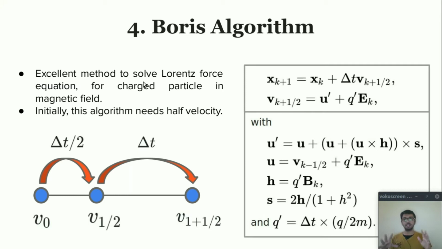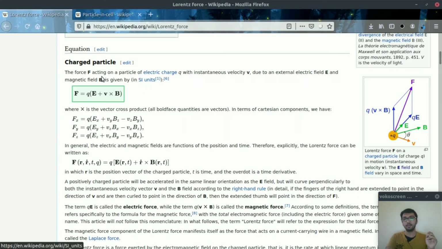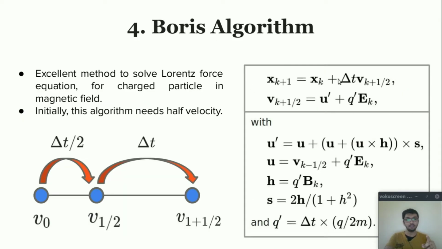This method is an excellent method to solve the Lorentz force equation, and as given on this Wikipedia page of Lorentz force, this is the expression for Lorentz force: Q times E plus V cross B. E is the electric field, V is the velocity of the particle, and B is the magnetic field. Notice that this is a velocity dependent force, and this set of equations represents the Boris scheme.